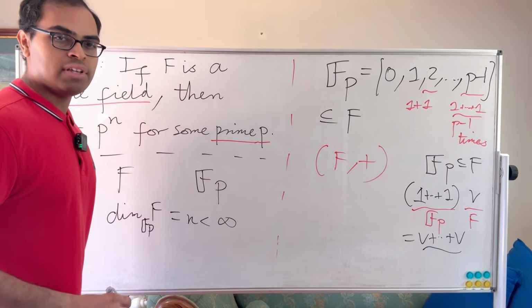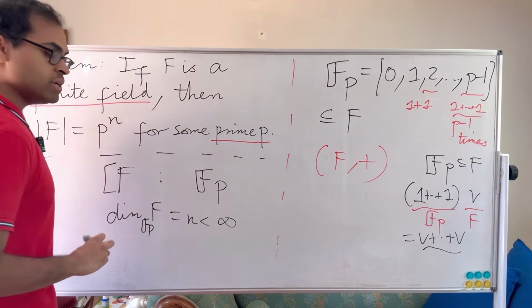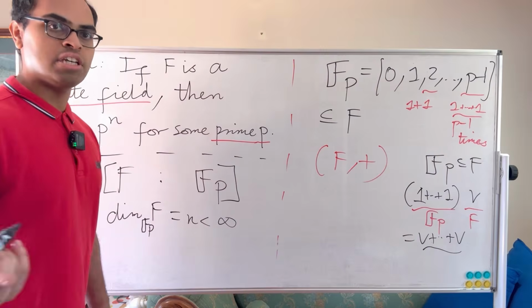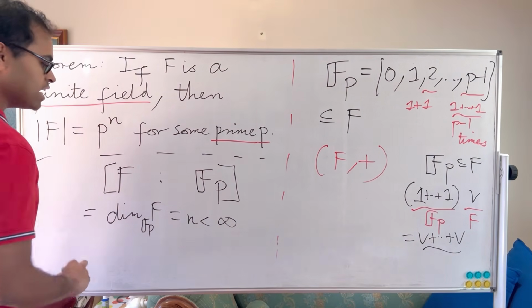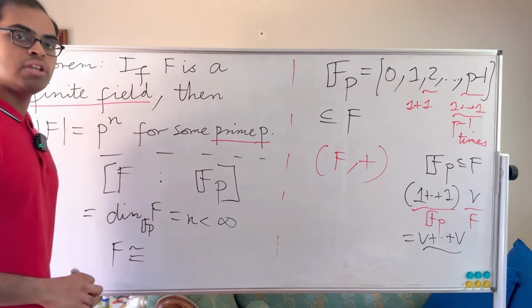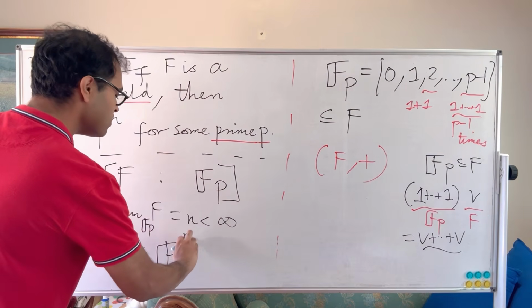Another concept from field theory: you can think of this as a field extension. Because Fp is contained in F, the degree of the field extension is basically the dimension of F as an Fp vector space. That's another definition. Since it's finite, we know by vector space theory that F is isomorphic to a finite dimensional vector space over Fp of dimension n. We can think of it as Fp to the n.